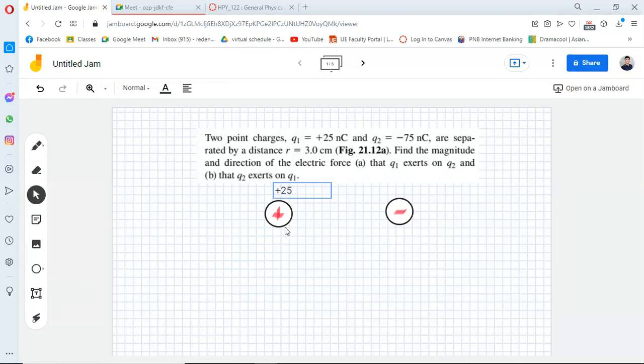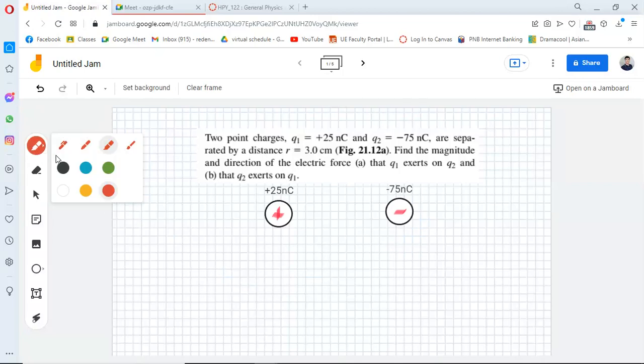So let us just specify. This is the positive 25 nanocoulomb, and then we have here the negative 75. It's like your grades, right? Negative already, and 75 still. So we all know that they tend to experience an attractive force. We are given the separation distance to be 3 centimeters. So this is the separation distance r.